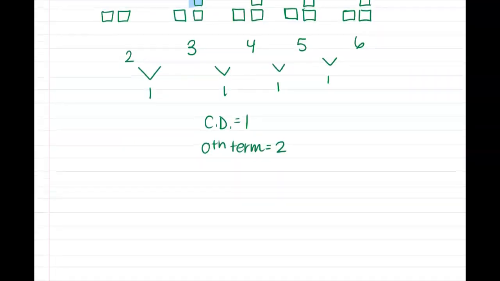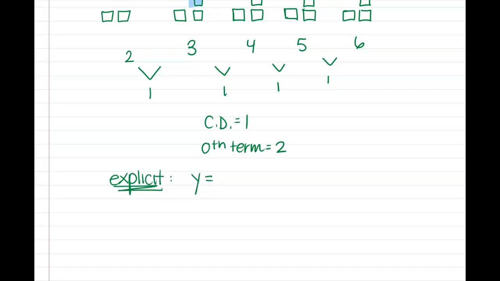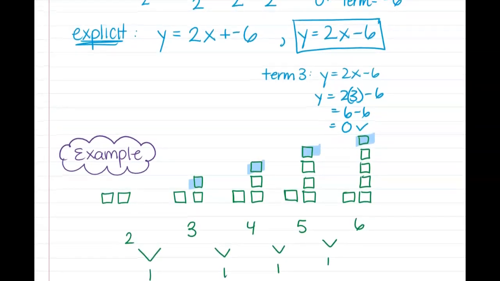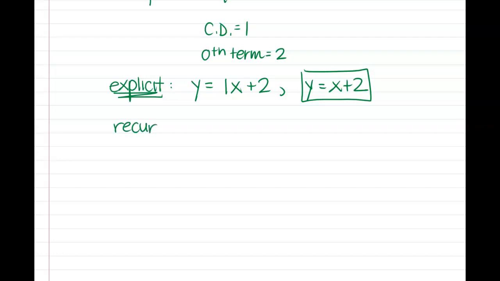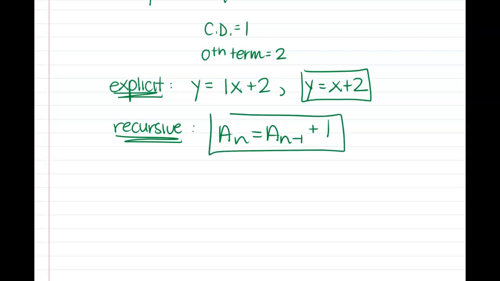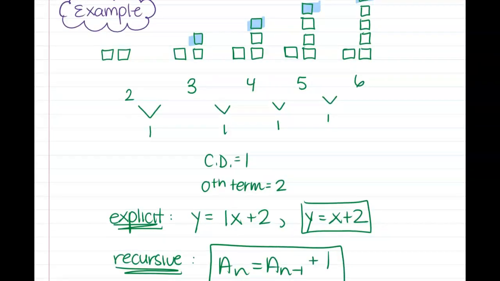So now for our formulas, our explicit formula would be y equals our constant difference, which is 1x, plus our 0th term, which is 2. I'd probably drop the 1, but you can keep it if you want. Y equals x plus 2. And then if we look at it recursively, a sub n, basically any prior term, you just add 1 to it. So that's our recursive formula. So look up here at the picture, what happened? Well, if you start at 3 to get to the next term, you add 4. If you start at 4 to get to the next term, you add 5. Okay, so any given term, you add 1.